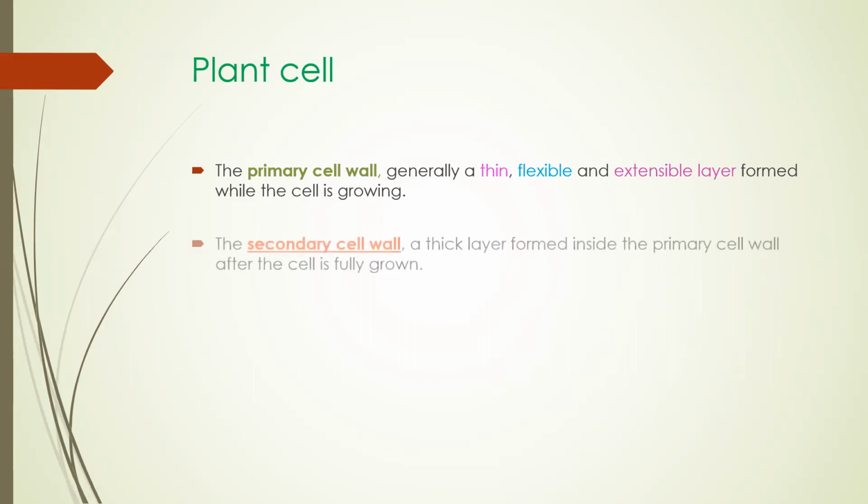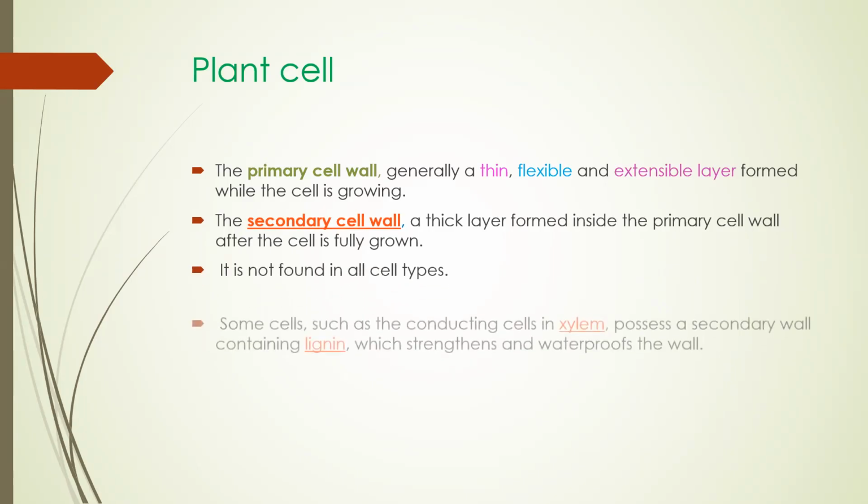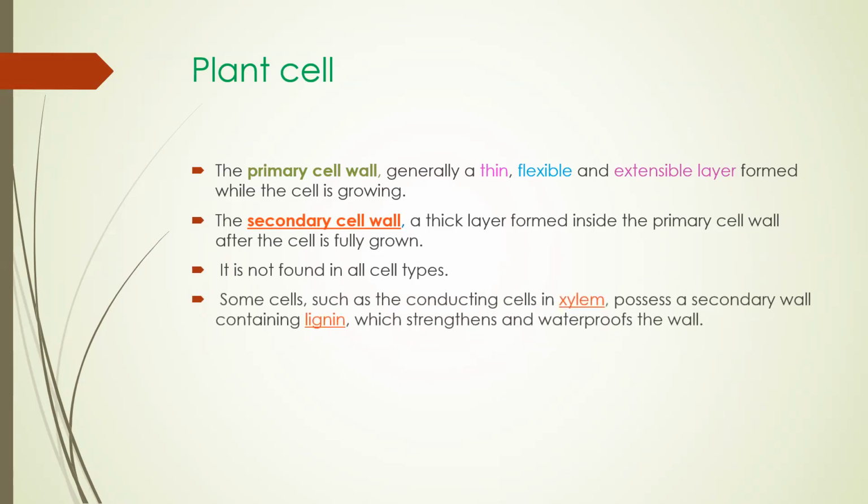The secondary cell wall is a thick layer formed inside the primary cell wall after the cell is fully grown. That is called the secondary cell wall. It is not found in all cell types. Some cells, such as the conducting cells in xylem, possess a secondary wall containing lignin, which strengthens and waterproofs the wall. The main function of lignin is to waterproof the wall.